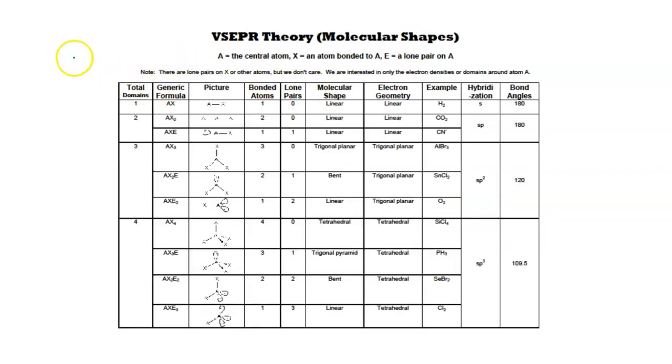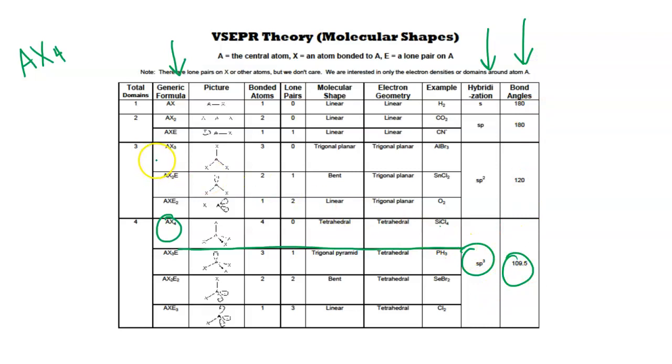And so what are we looking for on the chart? We're looking for an AX4 on the generic formula. So if we go down to AX4, we have everything we need in the answers right here. In fact, our hybridization, check. Our bond angles, check. It makes it super easy when you read this chart.